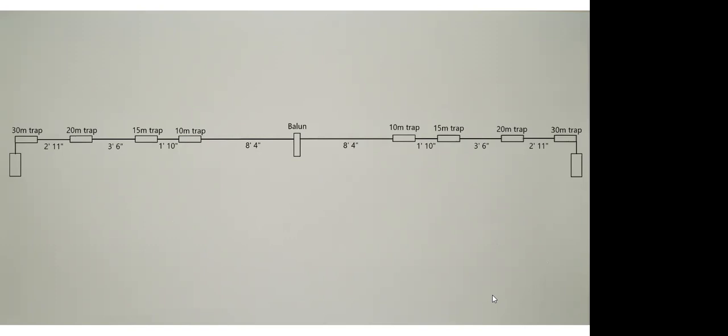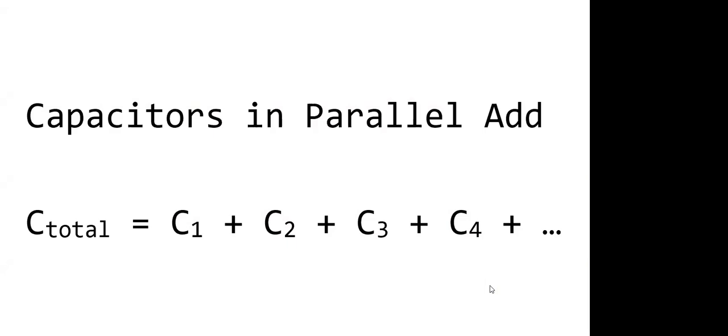I needed a larger beverage container. I couldn't find one. Then I remembered that capacitors in parallel add. So I placed two 25.4 ounce beverage containers in parallel. I hung one of these from each of the 30 meter traps.